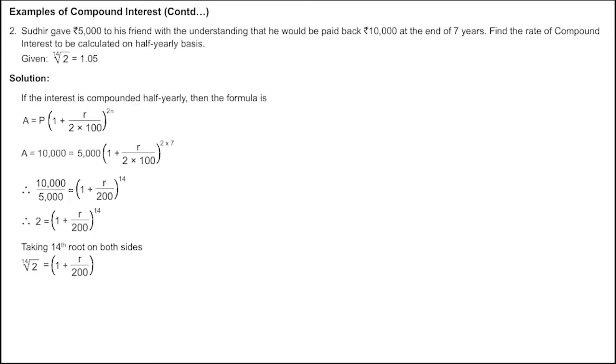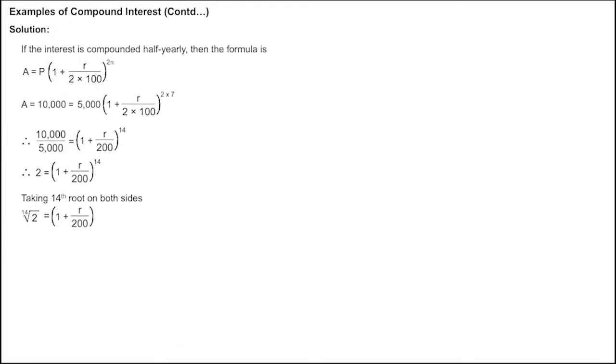So 14 and 1 upon 14 will get eliminated and you get 1 on the right hand side. That is the power of 1 plus R upon 200 raised to 1. What do I get on the left hand side? 2 raised to 1 upon 14 can be written as the 14th root of 2. Now we know that the 14th root of 2 is given to us as 1.05. So the value on the left hand side is 1.05. And what do you have on the right hand side? 1 plus R upon 200.